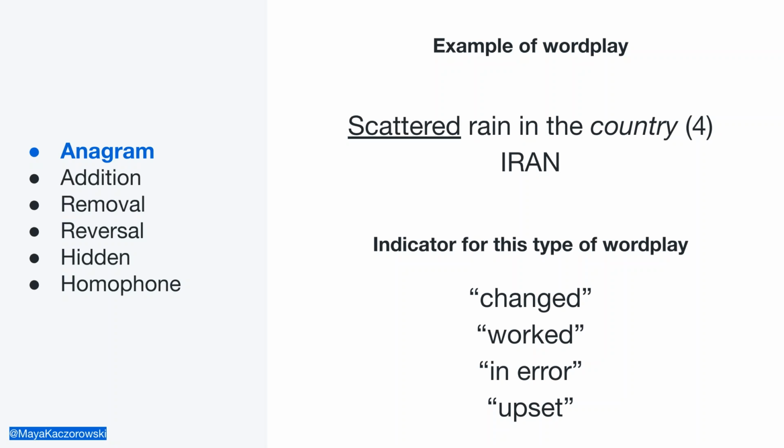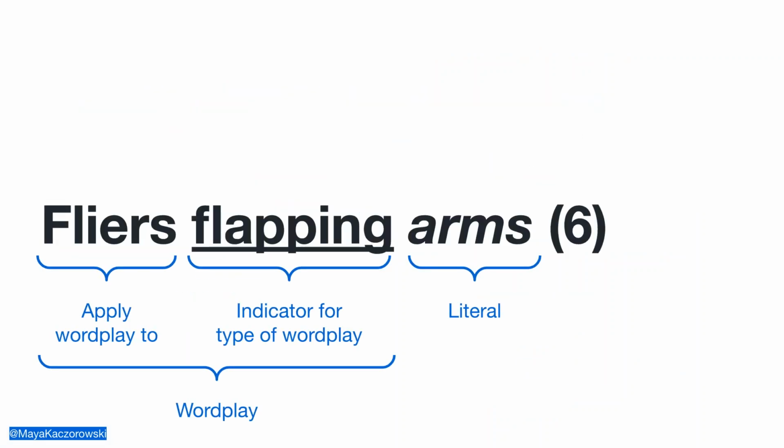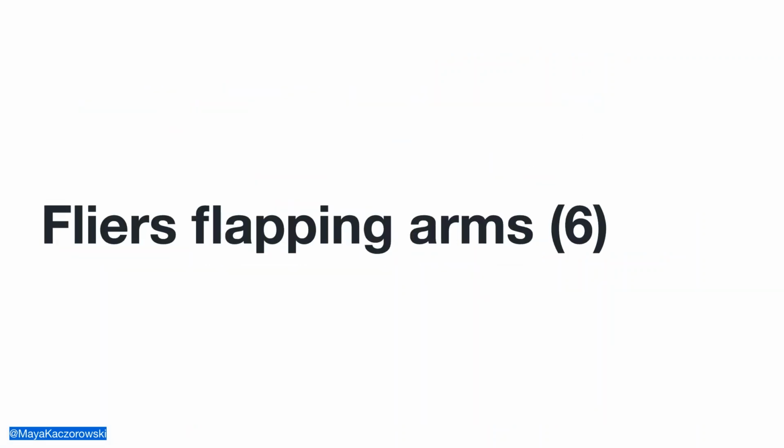And the author, the puzzle setter, is always going to pick a word that seems like it makes sense in the context that you're giving. So you would flap arms, but you wouldn't necessarily change arms or move arms or something like that. So they just pick this word because it fit with the context.